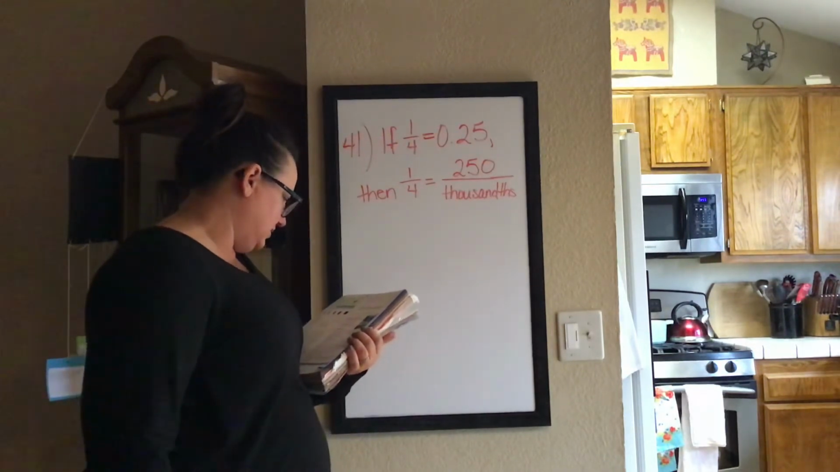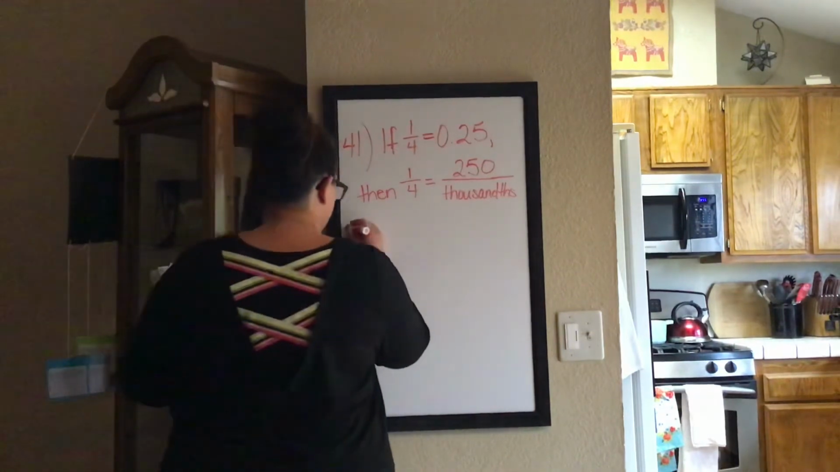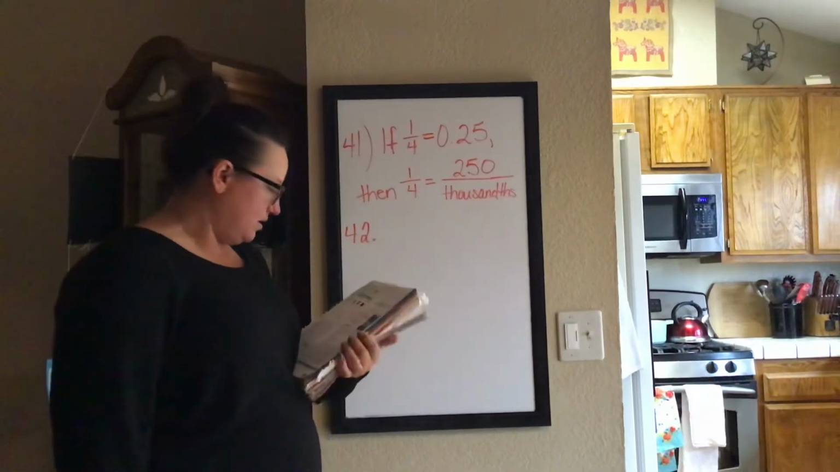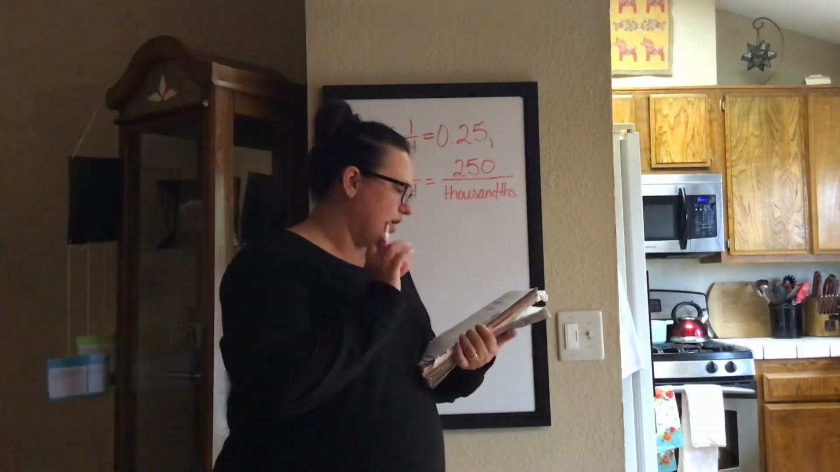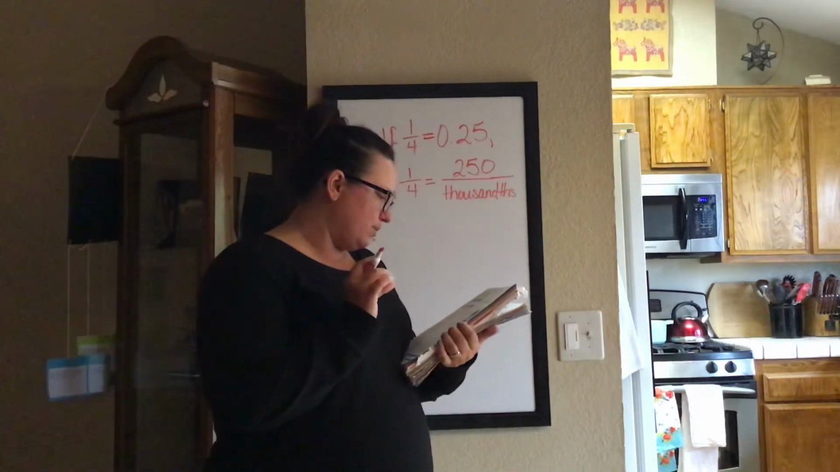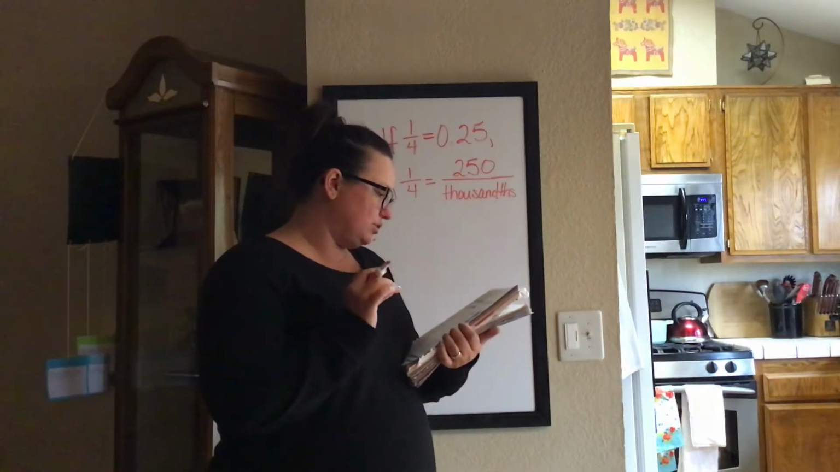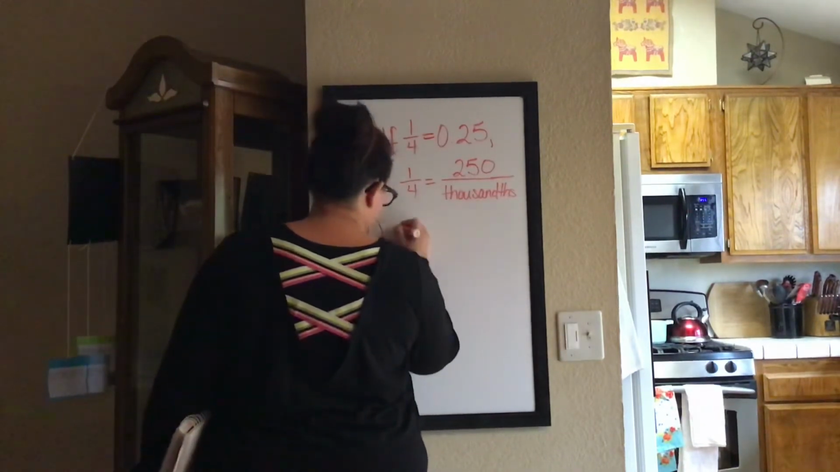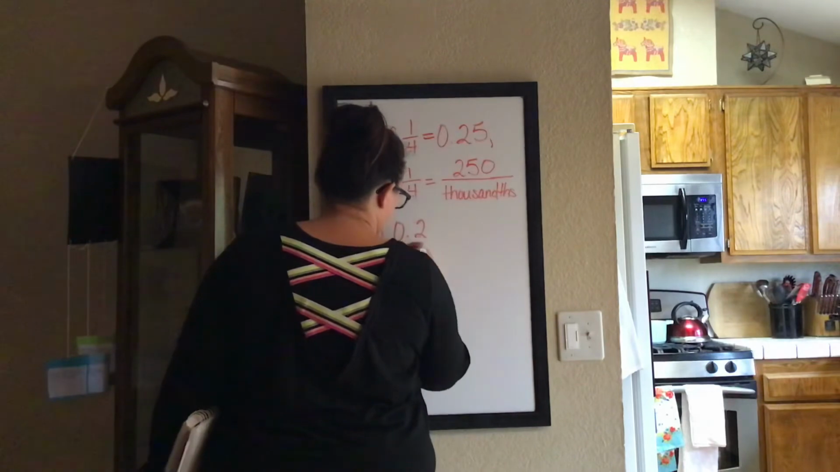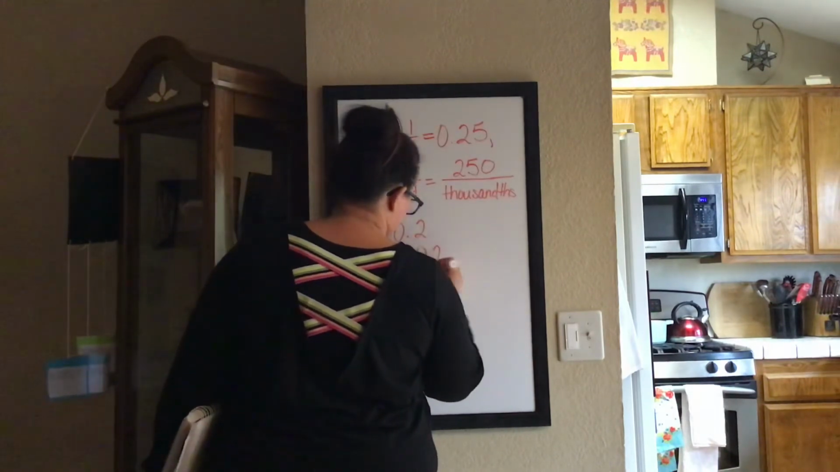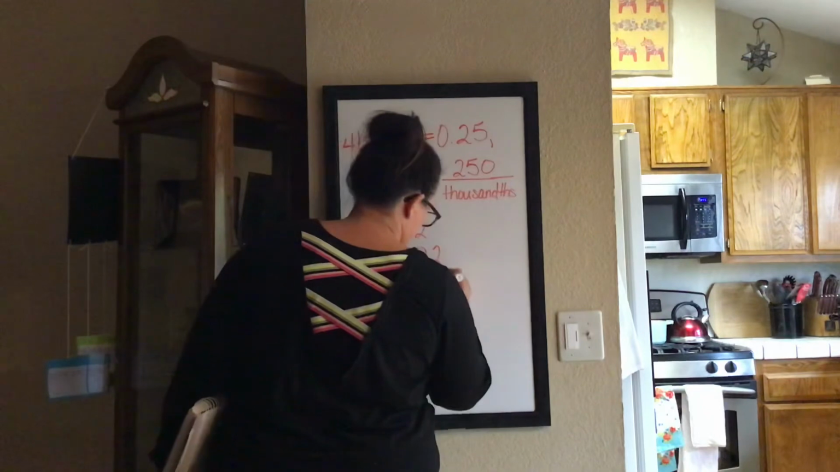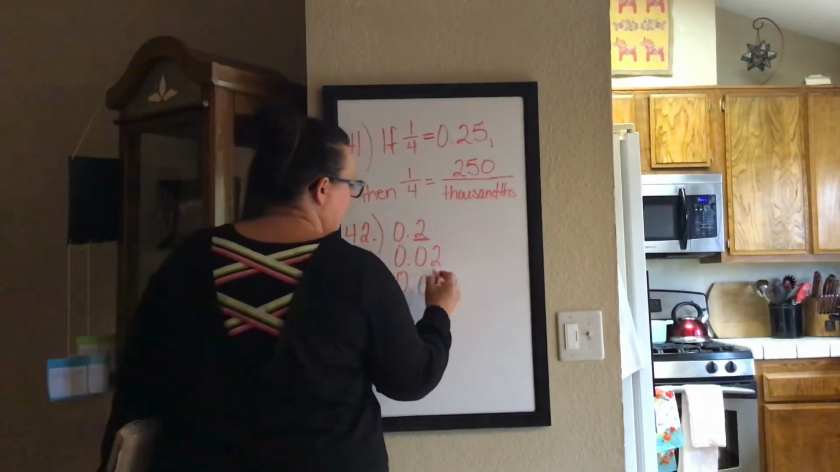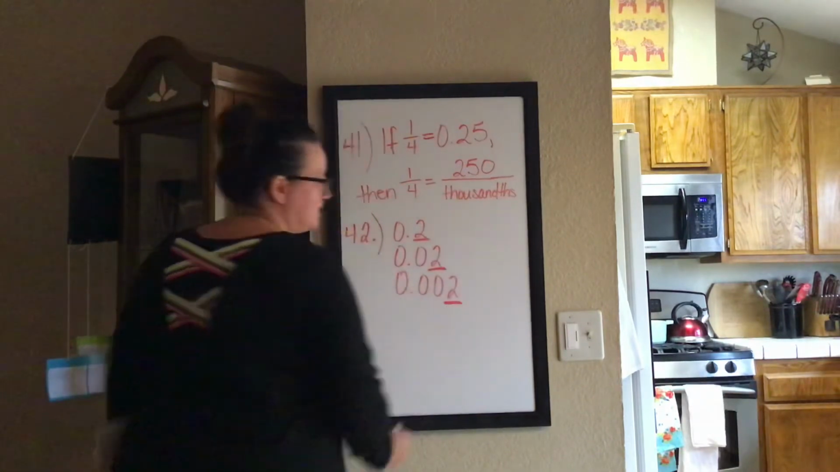Last but not least, 42. And then I'll let you go to finish up today's lesson. All right, explain how 0.2, 0.02, and 0.002 are different. Well, if you look, 0.2, 0.02, 0.002, where is the 2? Look, see how it's in the tenth slot? Now it's in the hundredths, and now it's in the thousandths.